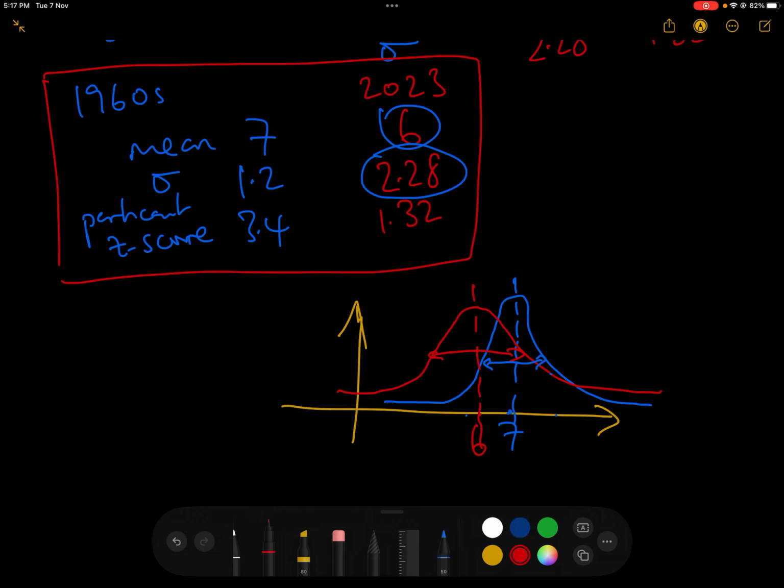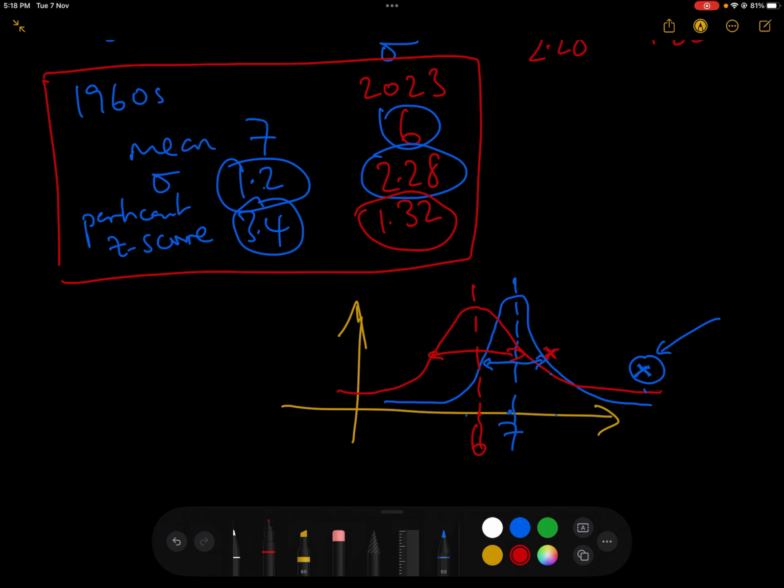Our participant z-score in the 1960s experiment was 3.4 times the standard deviation away, so his score was somewhere up here, well off the charts. Clearly he moved the dial far more than the average person in the 1960s. If we look at the participant in 2023, he was 1.32, so he moved the dial only slightly more than the average participant.